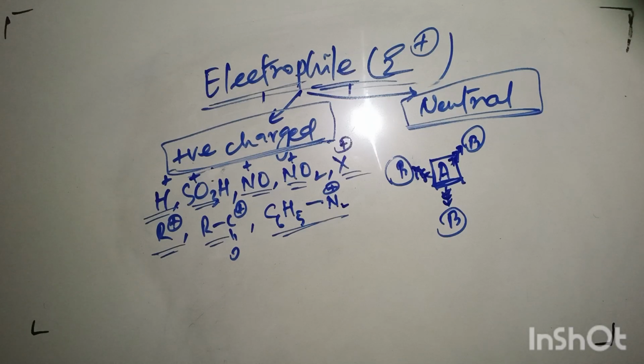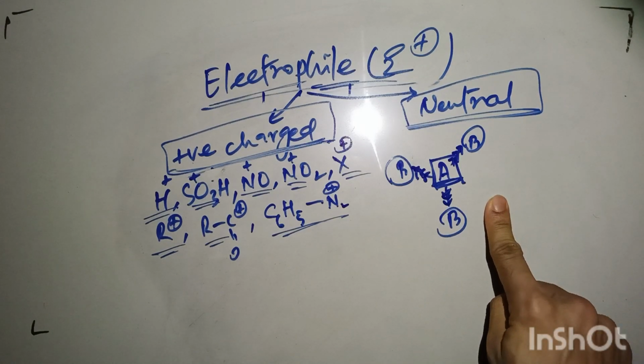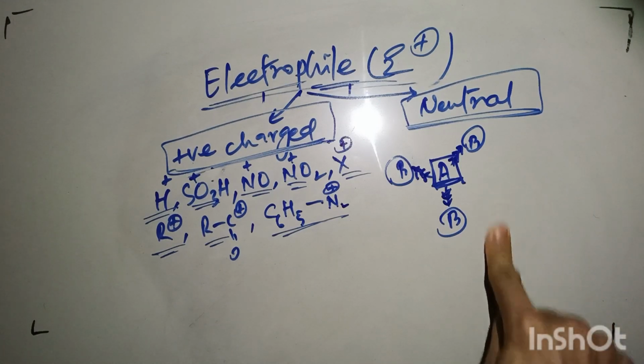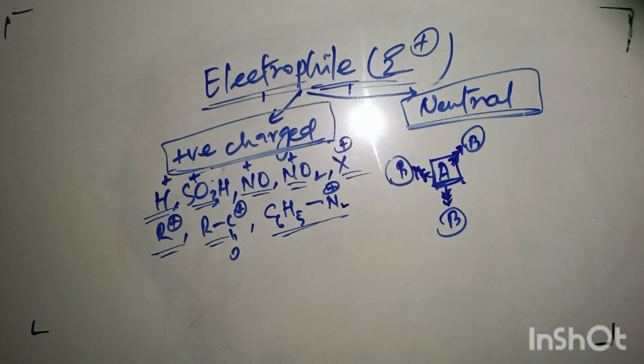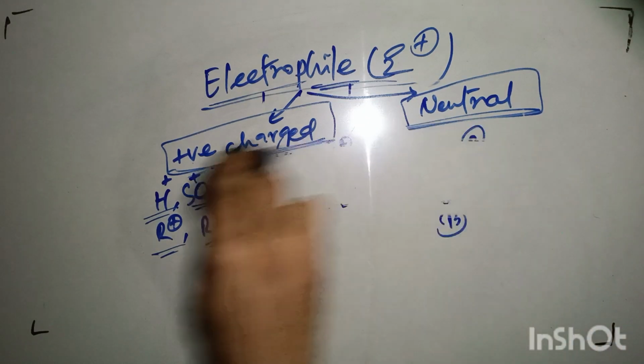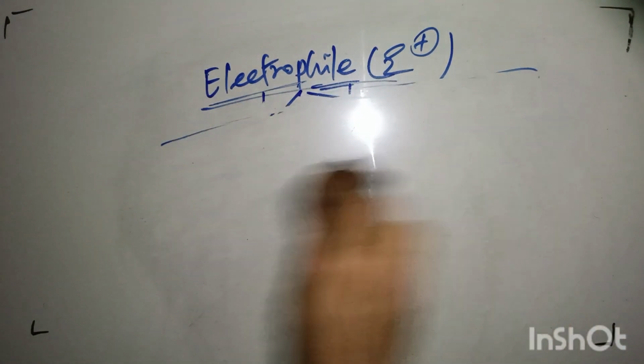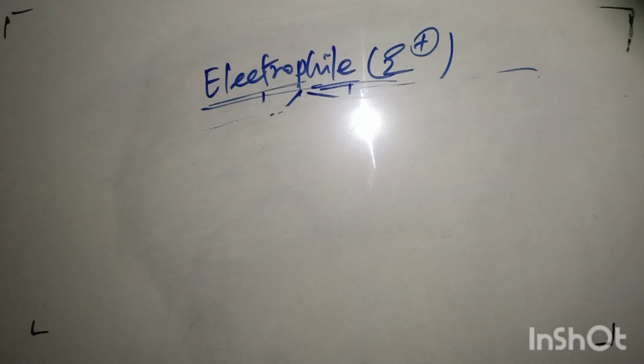So when all the three B try to attract the electron from A, what will happen? A will become electron deficient because the electron density on A will decrease. When the electron density on A decreases, it will act as an electrophile. Yes or no? So now write the different examples of neutral electrophile.